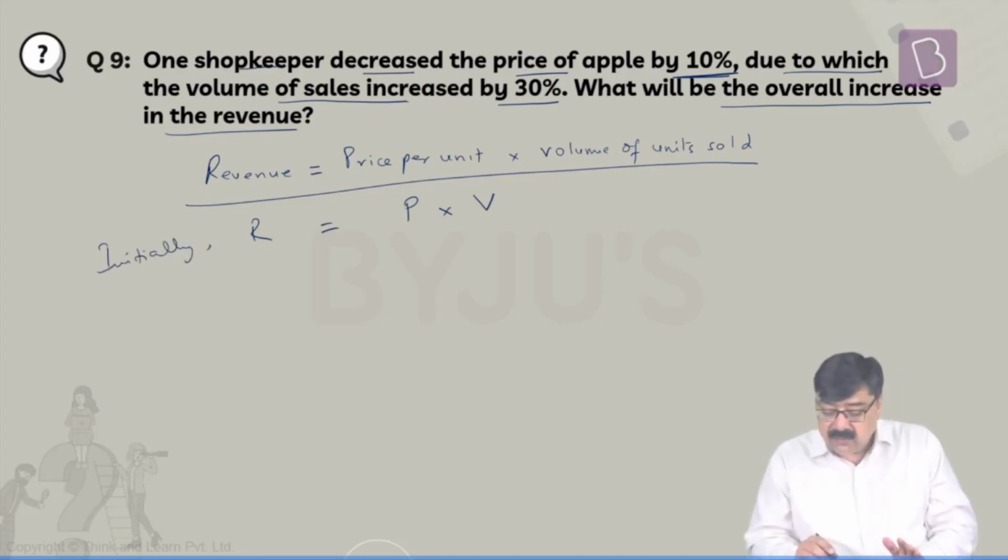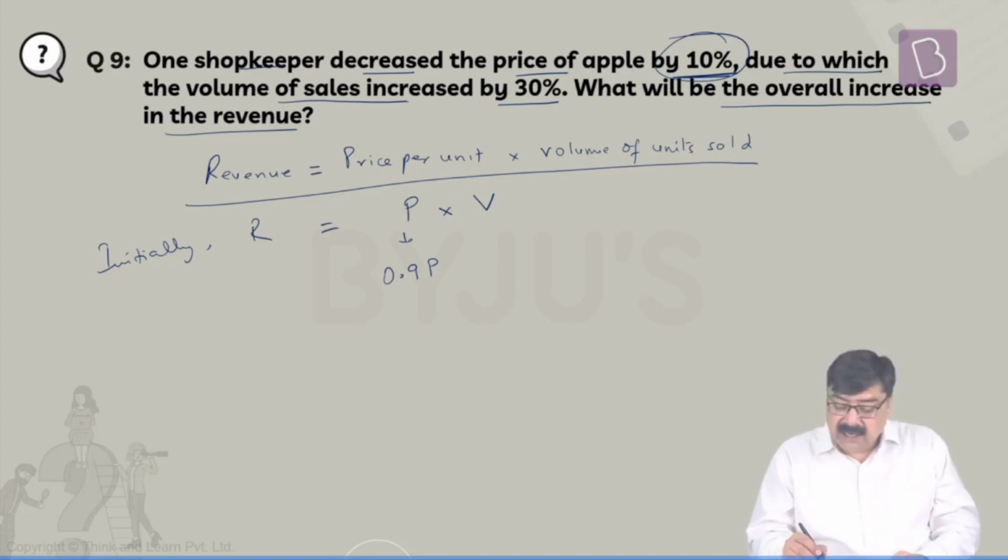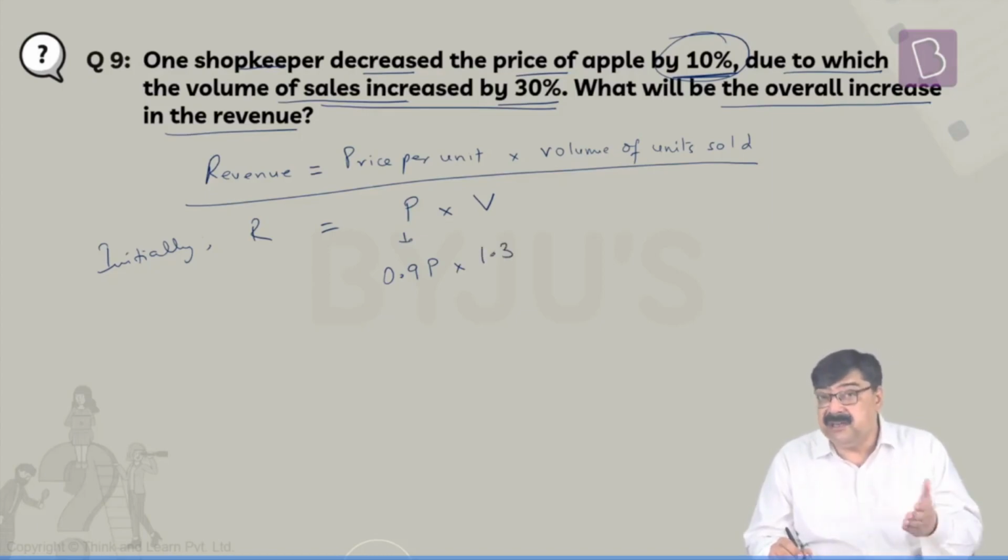Now, the prices of apple decreased by 10%. So prices have now become 0.9 times of themselves. 10% less, 0.1 less than 1. And volume of sales increased by 30%. So 30% increase, 30% more, 0.3 more than 1. So 1.3 V.